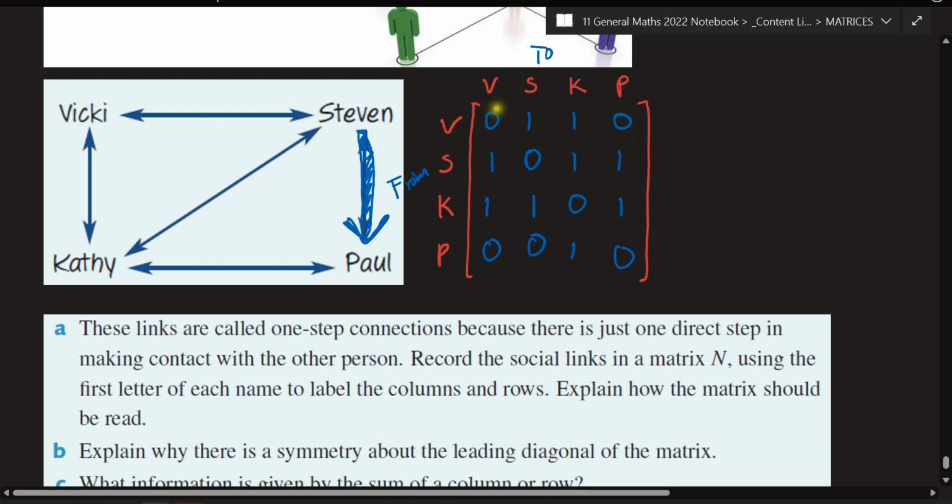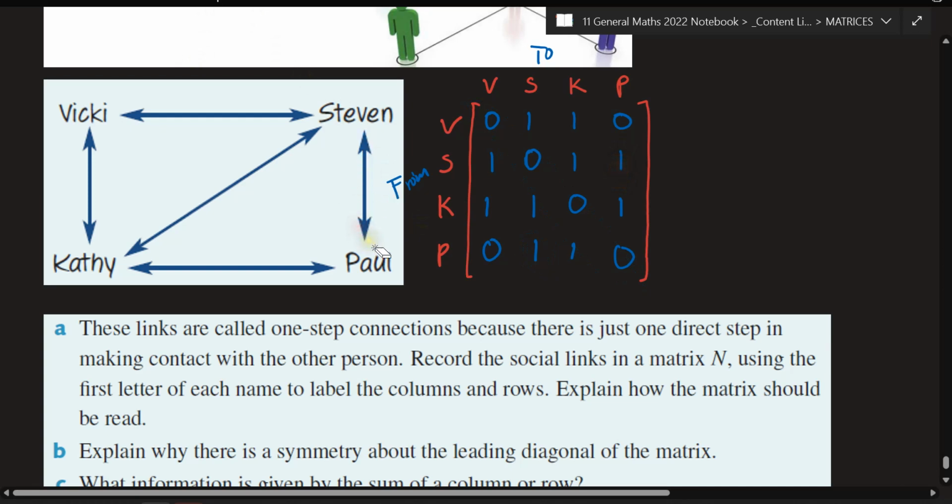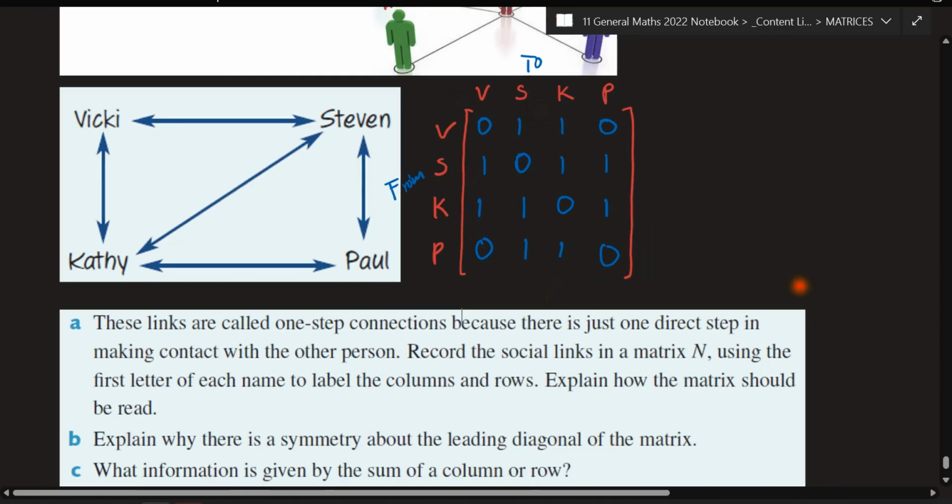So now, notice how it's no longer symmetrical. This number does not match this number anymore. So normally, if the connection goes both ways in your network diagram, then there's going to be some sort of symmetry here with the connections and numbers. So that's just something to keep in mind with these sort of questions.